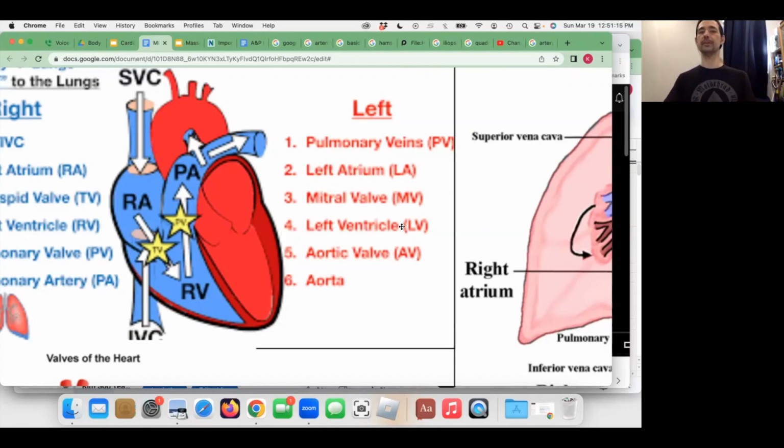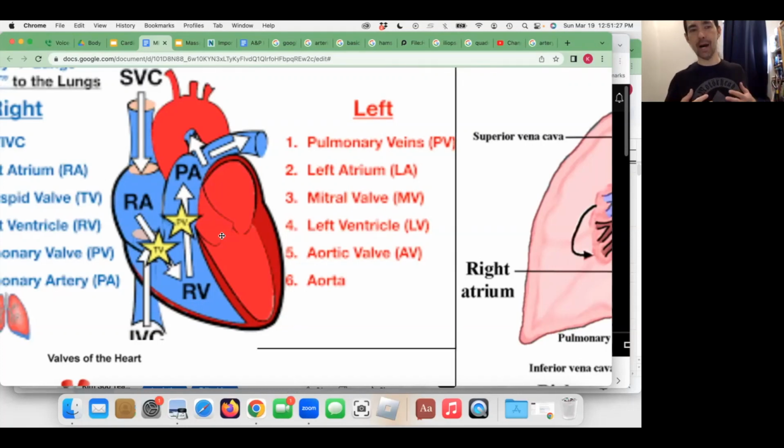From the left atrium into the left ventricle, and it's got to pass through the mitral valve. This is also called the bicuspid valve, mitral or bicuspid. Tricuspid on the right, bicuspid on the left. Bicuspid is also called the mitral valve. Atrium on top, ventricle on the bottom.